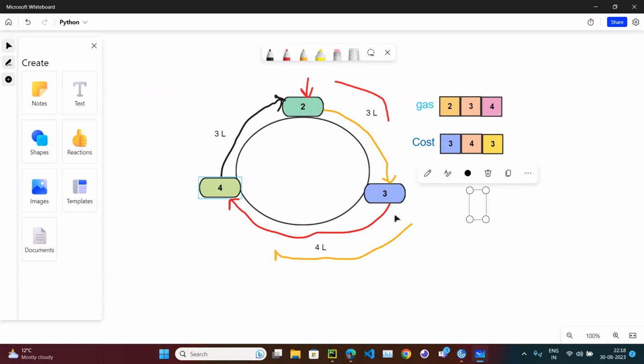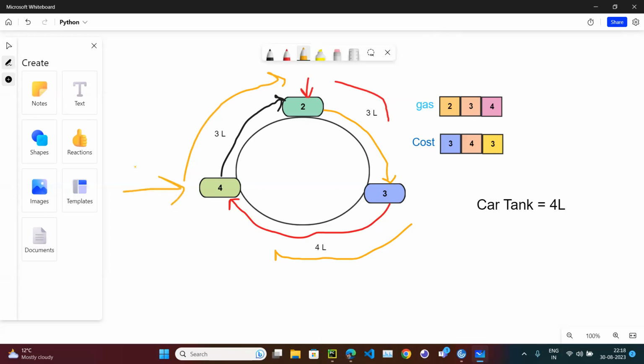Can we start from the 4? If we start from the 4, then the car tank can have 4 liters of gas, because when we start from the gas station at 4, we will tell them to fill all 4 liters in my car. So now we have the 4 liters. Let's start moving. Yes, we reached 2. But we need the circular route. We start from here, so this is my starting point. We need to check whether the circular route will be completed or not.